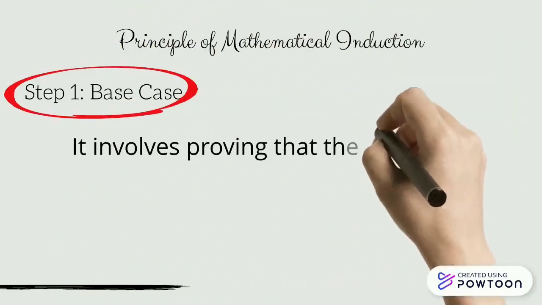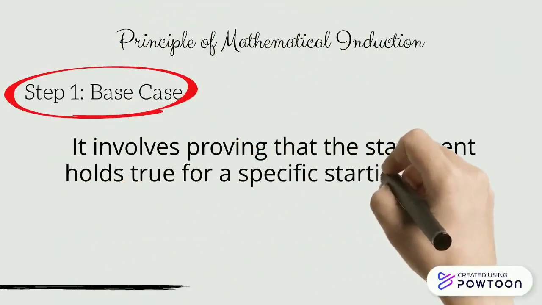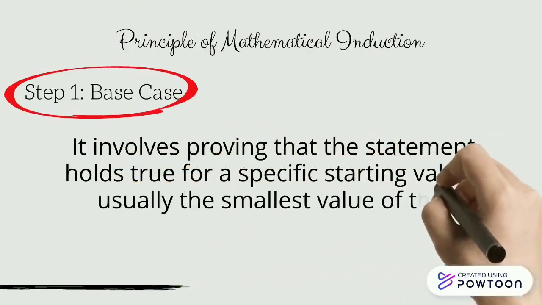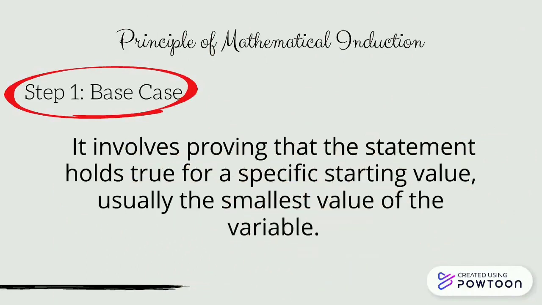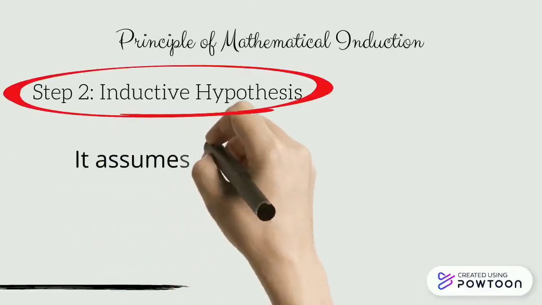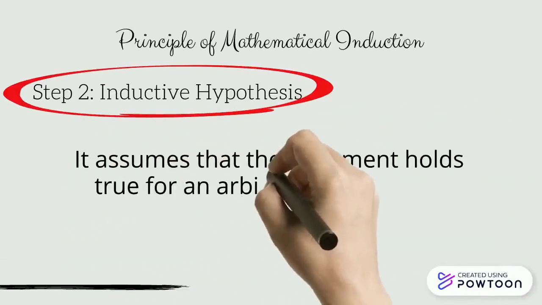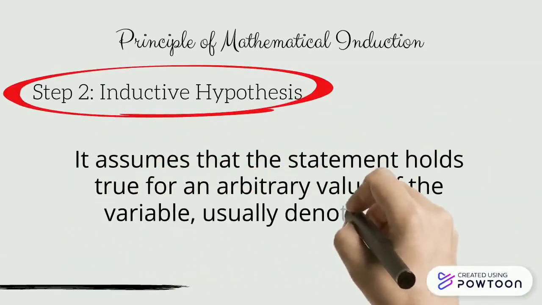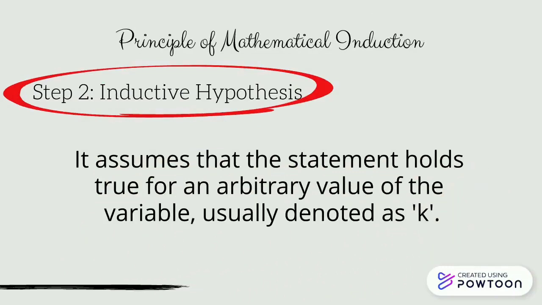Step 1. Base case. It involves proving that the statement holds true for a specific starting value, usually the smallest value of the variable. Step 2. Inductive hypothesis. It assumes that the statement holds true for an arbitrary value of the variable, usually denoted as k.